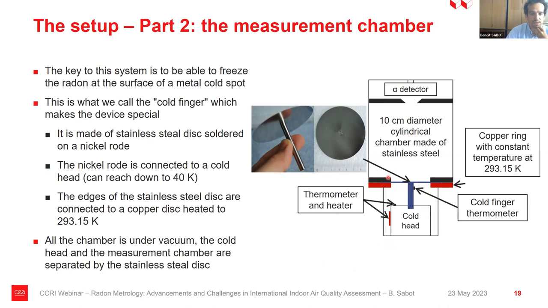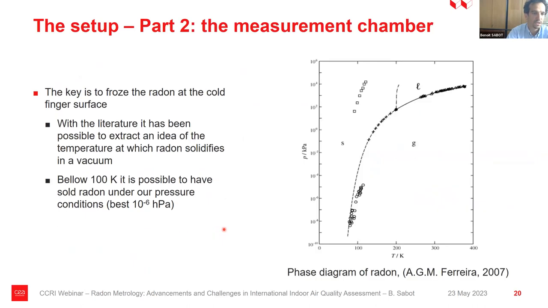On the corner of the stainless steel disc, you will have the heating part that will make sure the temperature outside of the finger is stable and set at a normal temperature, 20 degrees Celsius or 293 Kelvin. Keep in mind that all the system is under vacuum, so we will only deal with radon atoms and a few remaining gas from vacuum. So the key is to force radon on this cold surface.